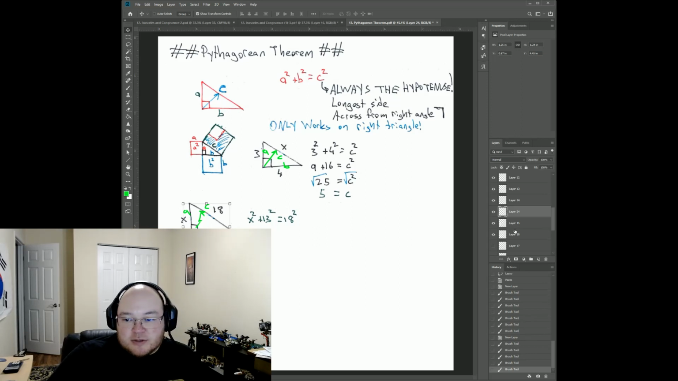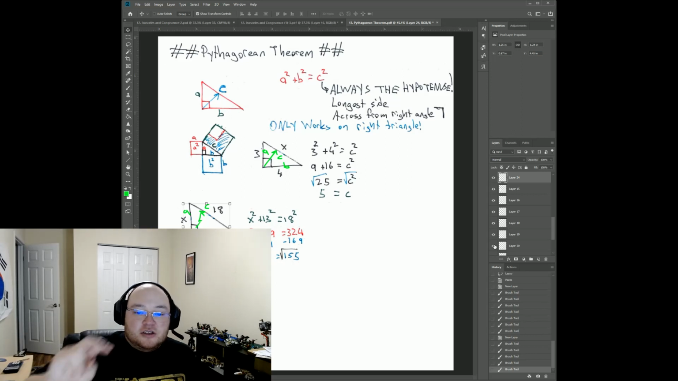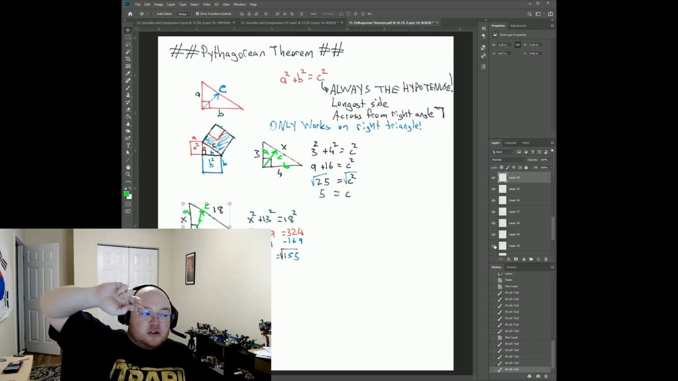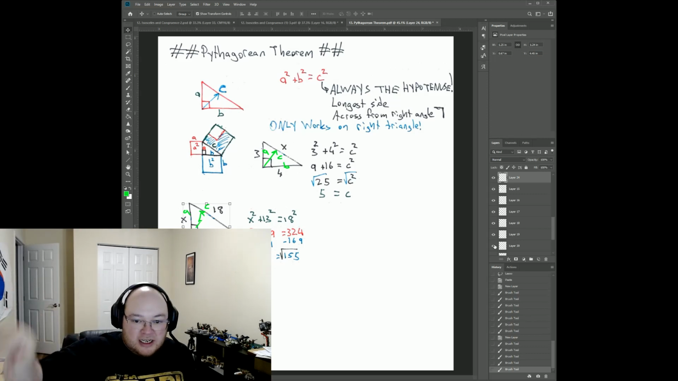So we're going to have to do some solving, so let's just multiply things out. X squared plus 169 equals 324. Subtract 169 from both sides. X squared equals 155. Well, you gotta get rid of the x squared, so you're gonna square root both sides.